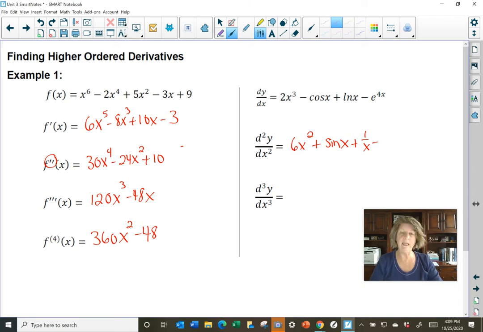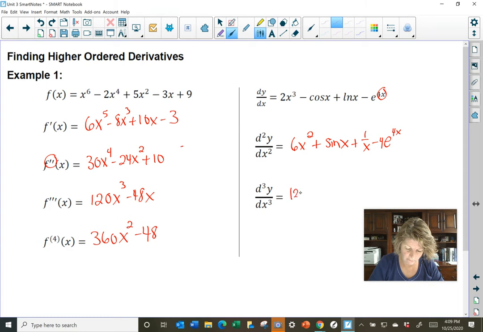And then the last one, e to the 4x, is going to be a little chain rule. We know the derivative of e to the x is itself multiplied by the derivative of u, so that would be a 4. So I'm going to squeeze that right in front of there. Now let's go take a new derivative. Get to the third derivative.